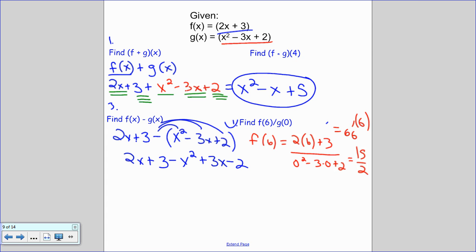We can look to combine like terms. It looks like negative x squared. I have a 2x and a 3x, which is a 5x. And then I have a plus 1.